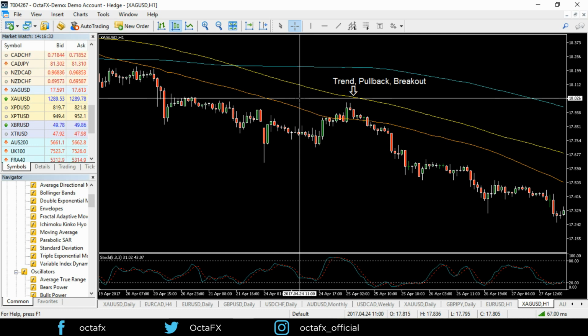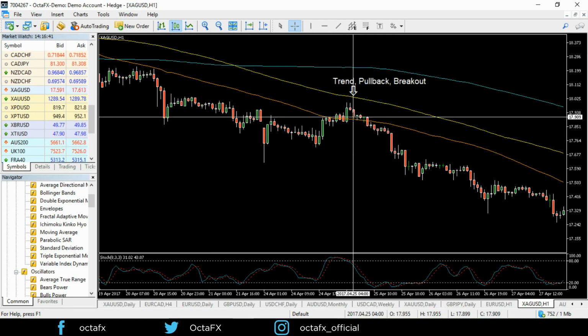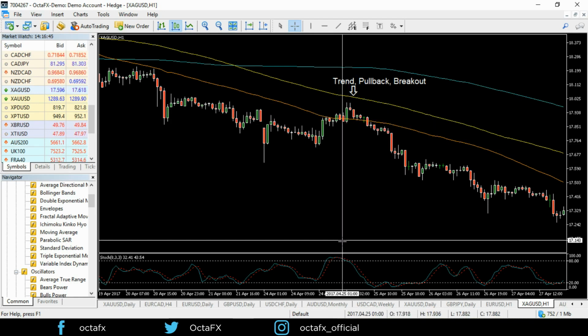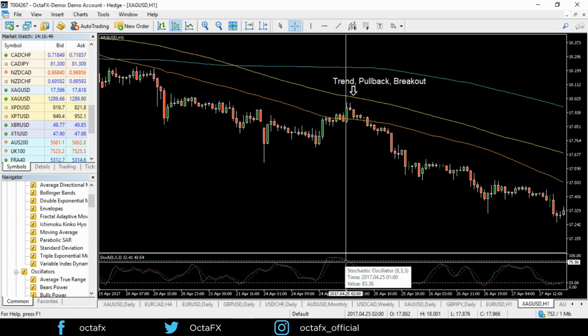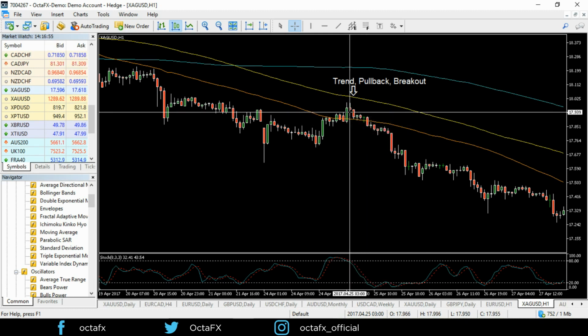Another thing you could potentially do with this system is scale in and out of the trade and move your stop loss. So let's see exactly where you would have got in here. The bar in which price moved from above 80 to below would have been this one.